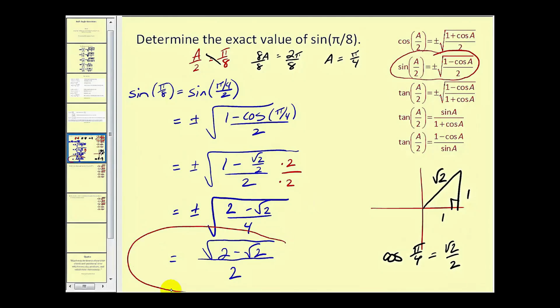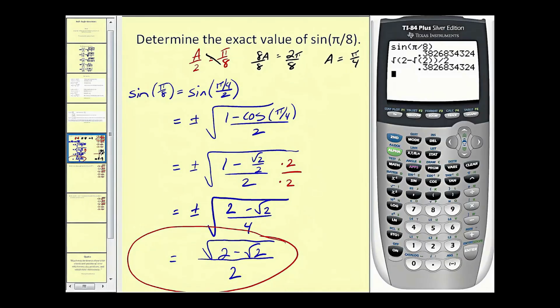Sine of pi over 8 is equal to the square root of 2 minus the square root of 2, all divided by 2. Let's go ahead and check this on the graphing calculator. Here you can see I've compared the sine of pi over 8 in radians to the exact value that we found, and they are the same, which verifies our work.